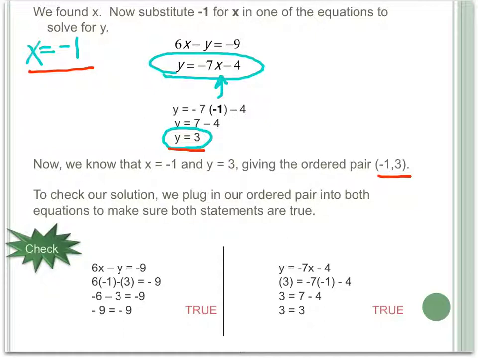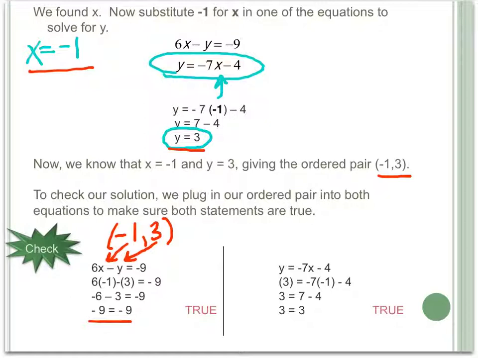To check our solution, we can plug the ordered pair into both equations to make sure the statements are true. So if we plug (-1, 3) into the first equation, we plug in the -1 for the x and the 3 for the y. When simplifying, we find that -9 does in fact equal -9.